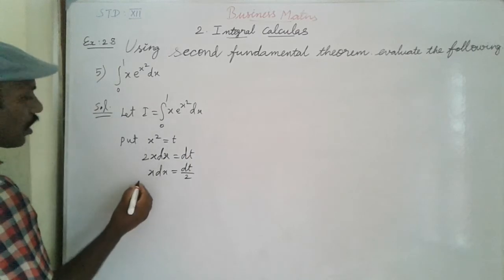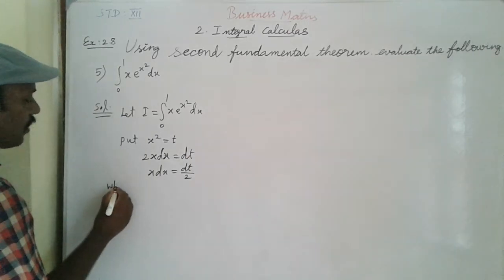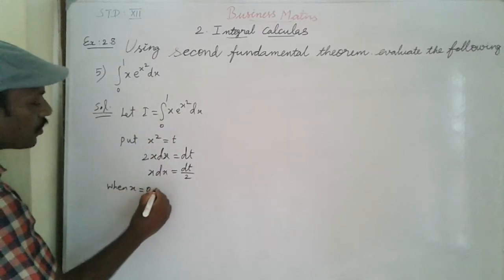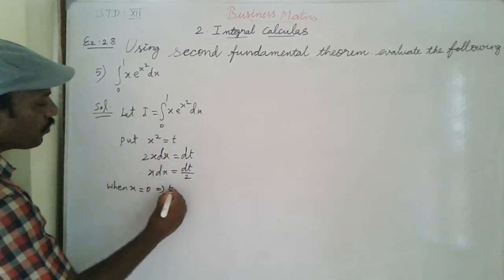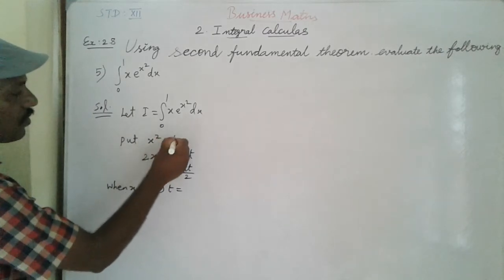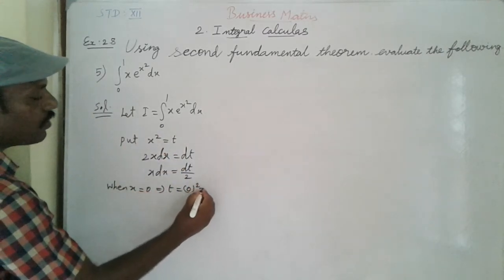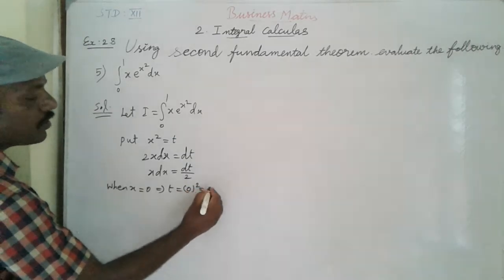Now change the limit. When x is equal to 0, the first limit, t equals x square. So 0 square equals 0.